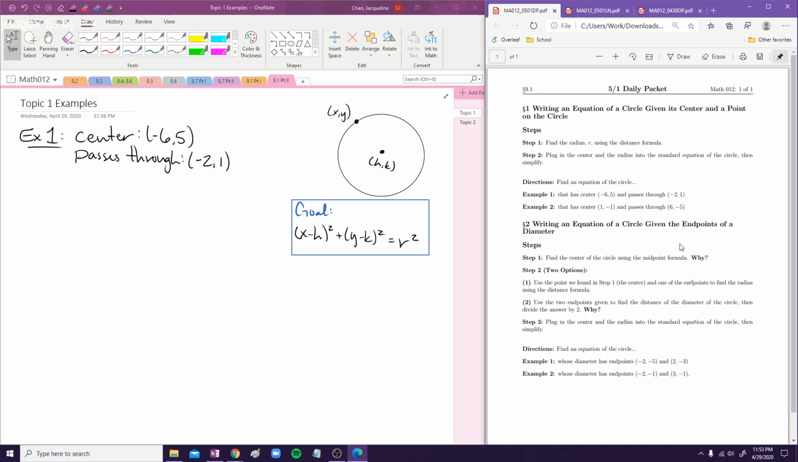Hello everyone. So today we will be finishing up section 9.1, which is dedicated all to learning how to write an equation of a circle. The two topics that we're going to go over today are the two different scenarios of what we're given. The very first topic we're going to learn is how to write an equation of a circle given its center and a point on the circle.